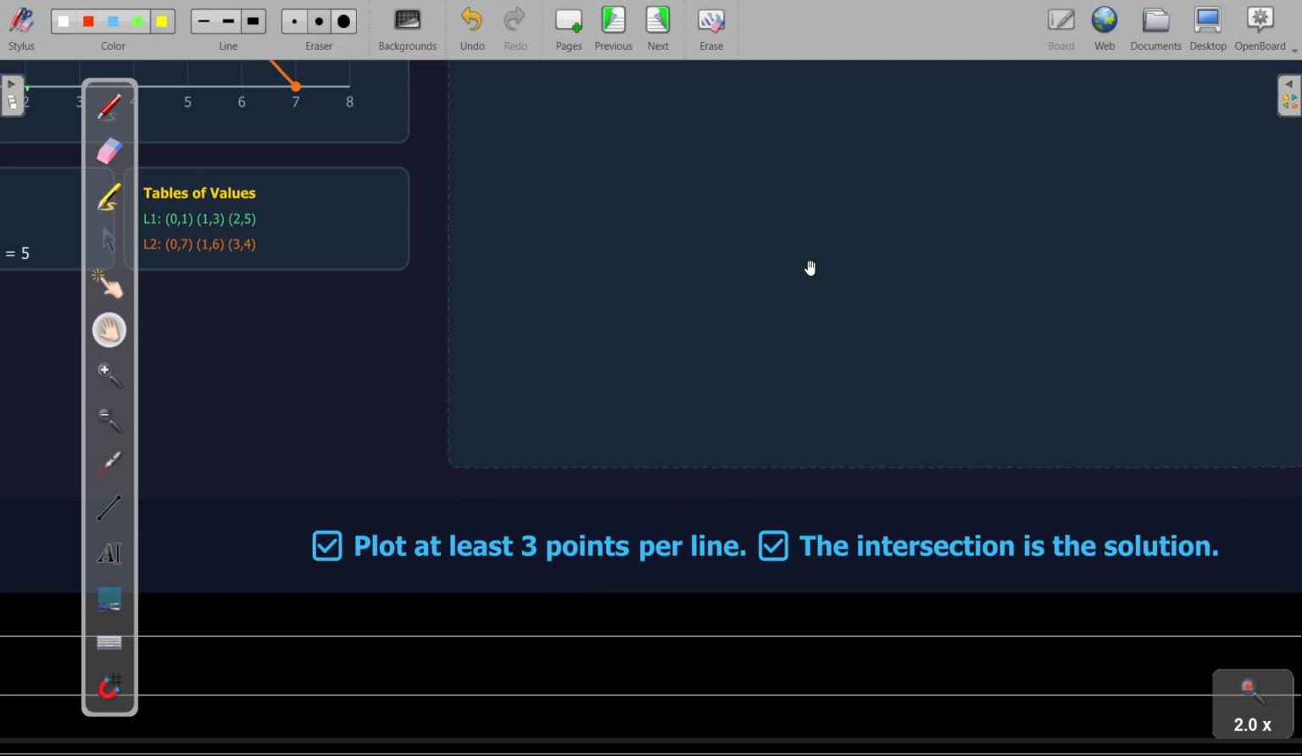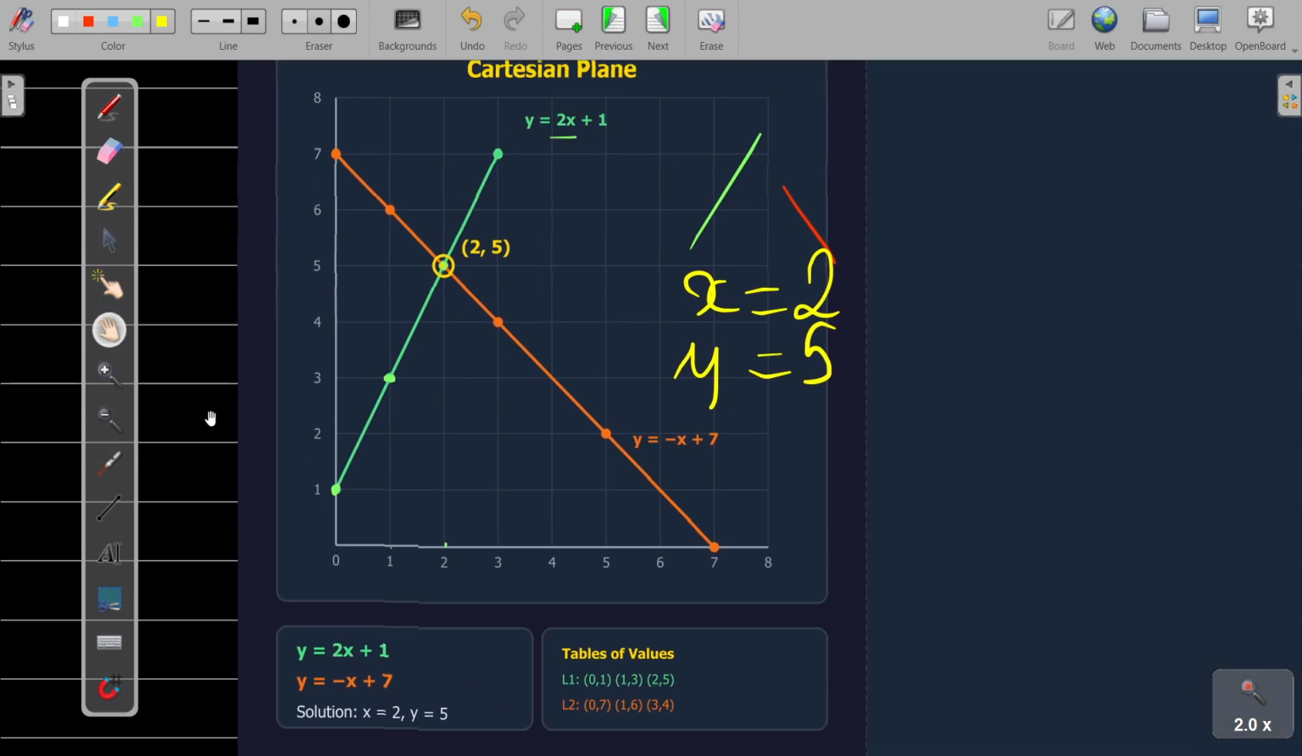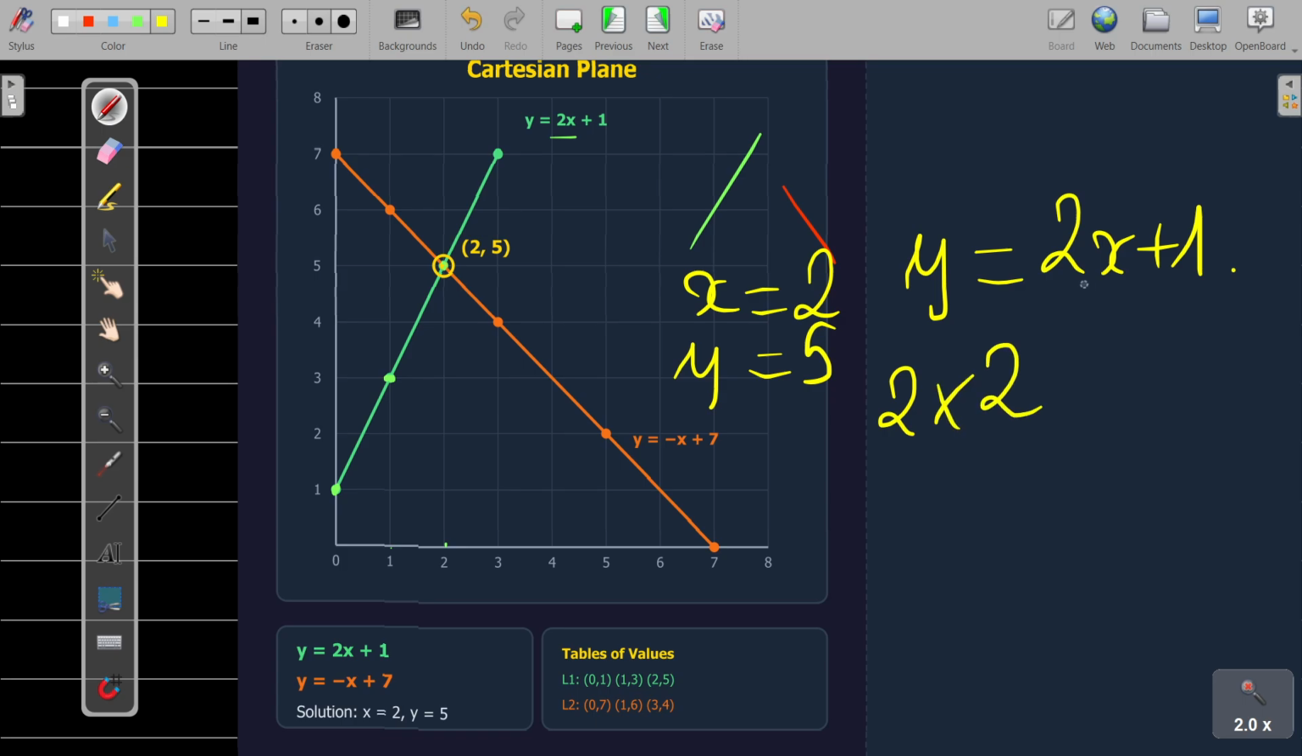We're plotting this. The intersection is the solution, but we also are going to check by substituting back as well. So let's just try it out. We have y equals 2x plus 1. Now, we need to substitute them back. I'm going to substitute 2 into here. So 2 multiplied by 2 plus 1 will give me 5. Okay, that's very correct right there.